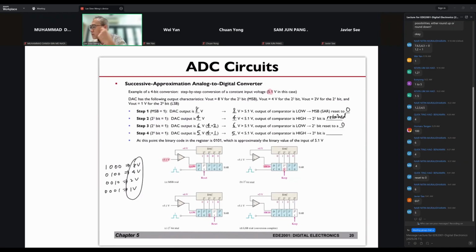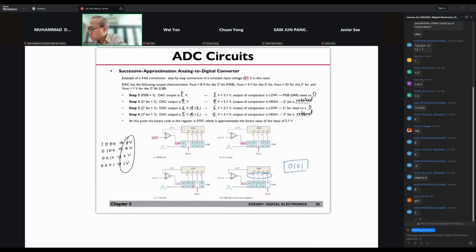And 5 volts is less than the input voltage, which is 5.1. So the output of the comparator will be high, so this bit is going to be retained. The final code that will be supplied to your DAC will be 0101.